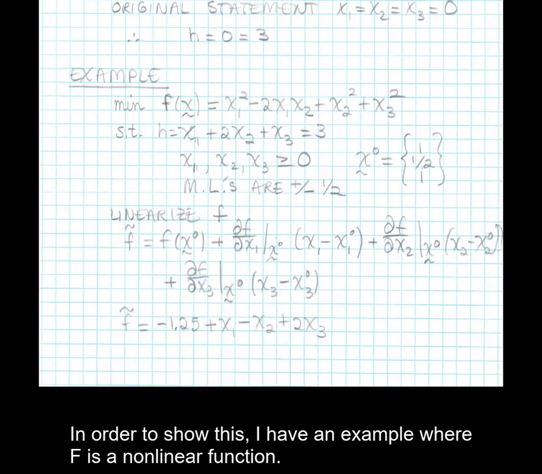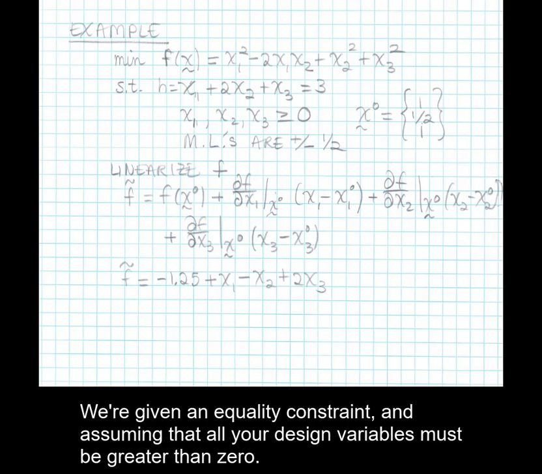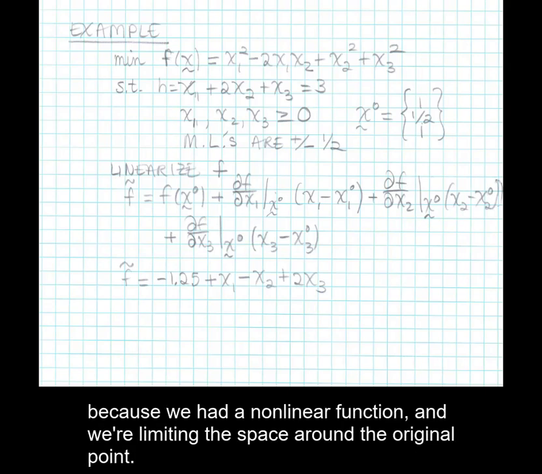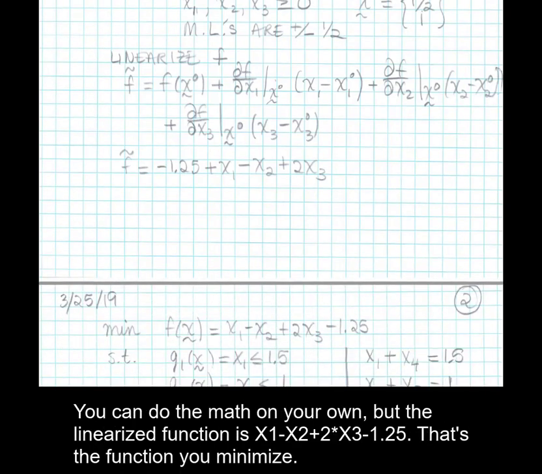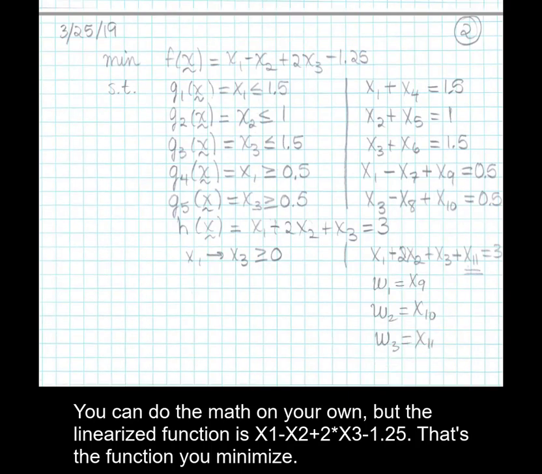In order to show this, I have an example where f is a nonlinear function. We're given an equality constraint and assuming that all your design variables must be greater than 0. We're given a start point and the fact that the move limits are plus or minus a half. The move limits are because we had a nonlinear function and we're limiting the space around the original point. You can do the math on your own, but the linearized function is x1 minus x2 plus 2 times x3 minus 1.25. That's the function you'll minimize.